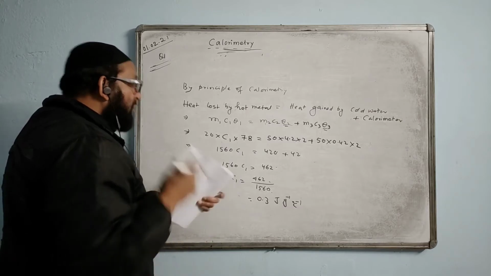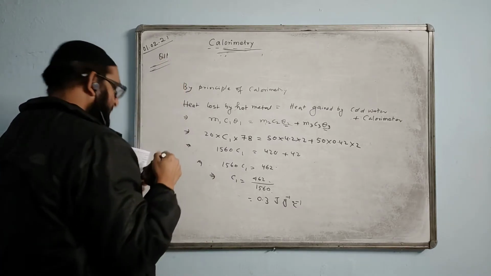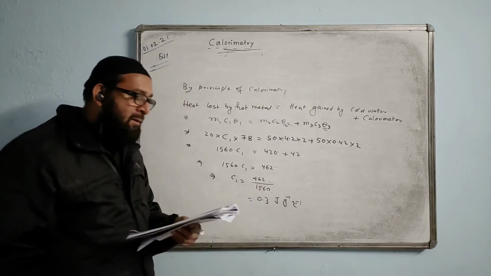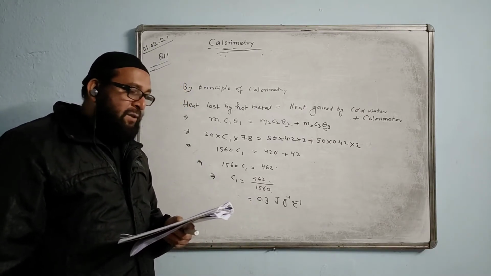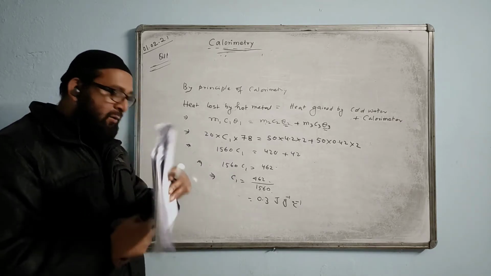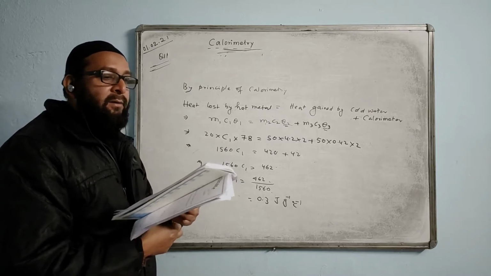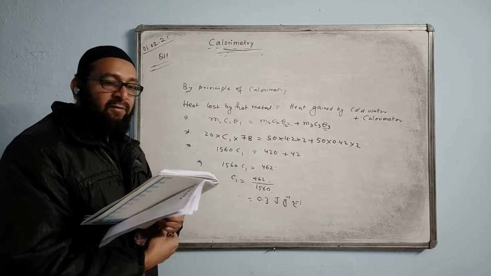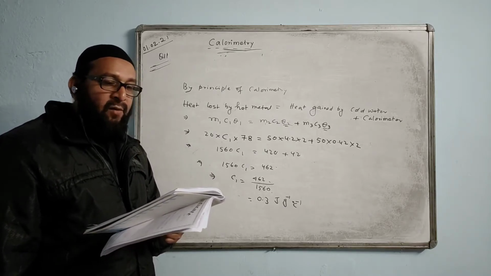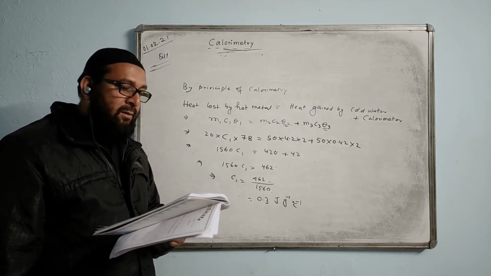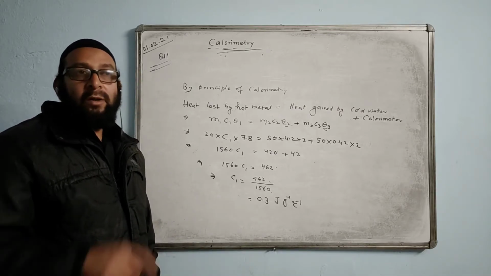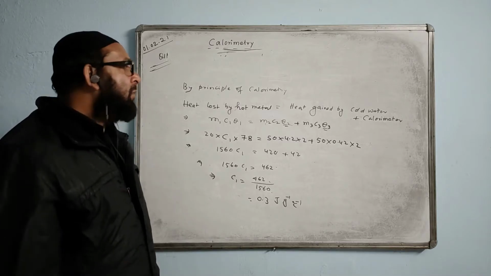Now, the next question is question number 11. Okay, I read the question. Question says the temperature of 600 gram of cold water rises by 15 degrees Celsius when 3 gram of hot water at 50 degrees Celsius is added to it. What was the initial temperature of cold water? This time we are having hot water being mixed with the cold water.